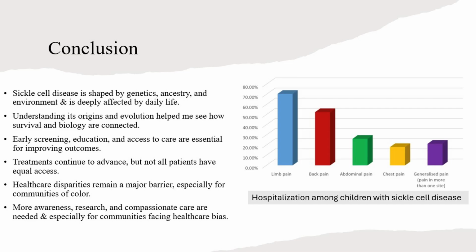In conclusion, sickle cell disease connects biology, ancestry, and lived experience. Understanding where it came from and why it exists has made me see how survival, genetics, and our environment are all intertwined together. While treatments continue to improve, not everyone has equal access, and many patients still face delays, bias, and limited resources. Moving forward, I believe that better education, earlier care, and more equitable health care can make a real difference for families and communities affected by this disease.